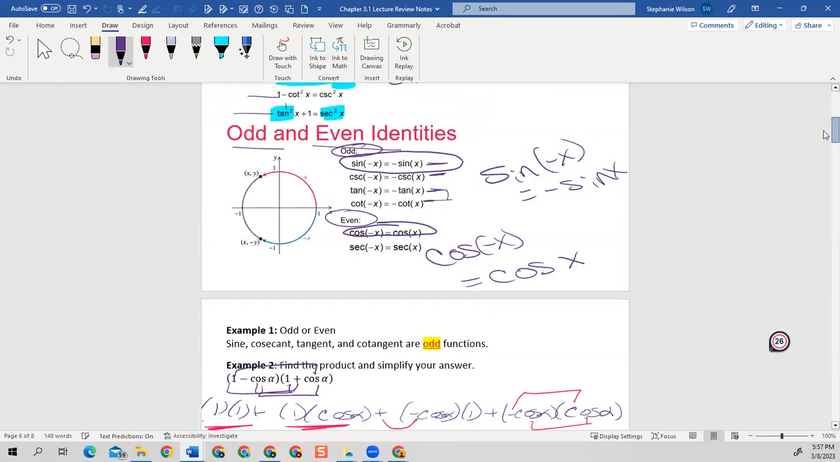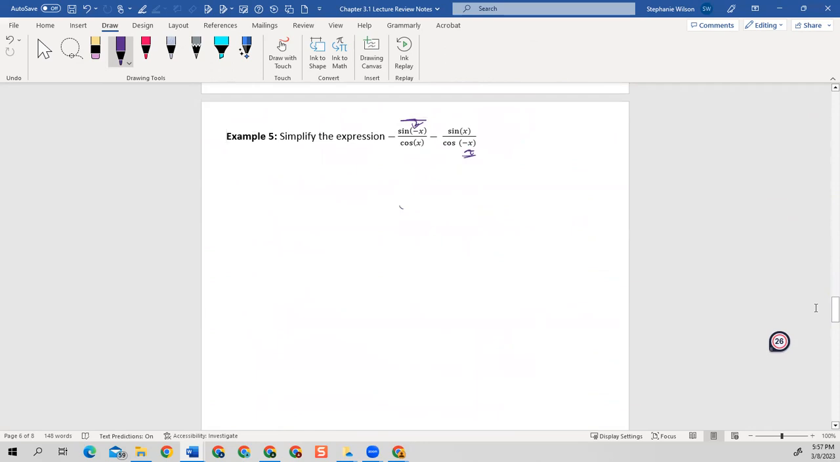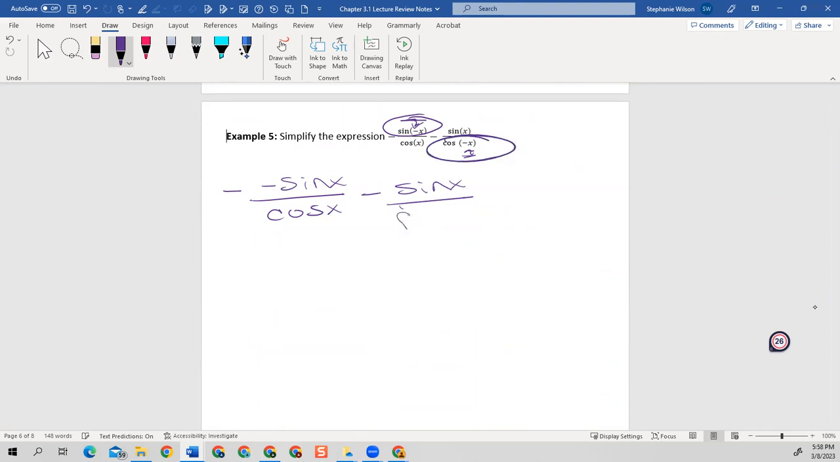I'm going to simplify and clean this up a little bit better. So I'm going to come back down here and rewrite it. Now I have minus, and in the place of this sine of negative X, I'm going to put negative sine X over cosine of X minus my sine of X. And in the place of this cosine of negative X, I'll just put cosine X because it was even. I noticed negative times negative is positive, which left me with sine X over cosine X minus sine X over cosine X. And then I subtracted and it gave me 0.